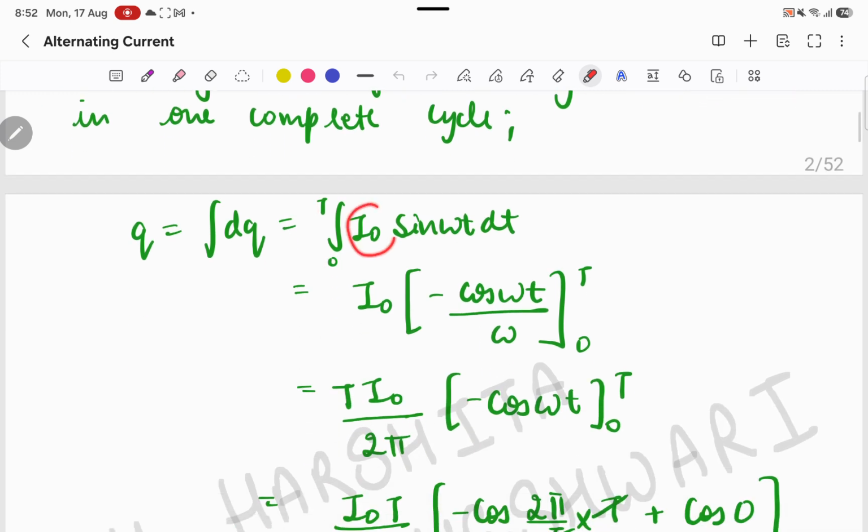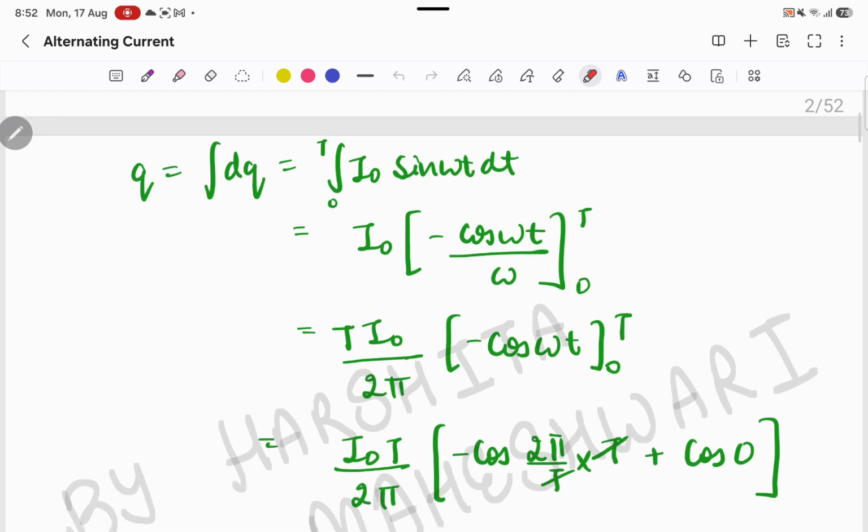Now I naught is a constant value, so we can take it outside of the integration. And now we know that integration of sin theta is always minus cos theta, right? So if I am considering this as theta, so sin omega t integration will be minus cos omega t, and by the chain rule of integration, whatever will be along with the variable will come in the denominator. So we are writing as a whole minus cos omega t over omega, and integrated with the definite integrals value 0 to capital T. Now this I naught is written outside, right? Now omega also I can take it outside. So omega can also be written as 2 pi by t. So I wrote it. Okay.